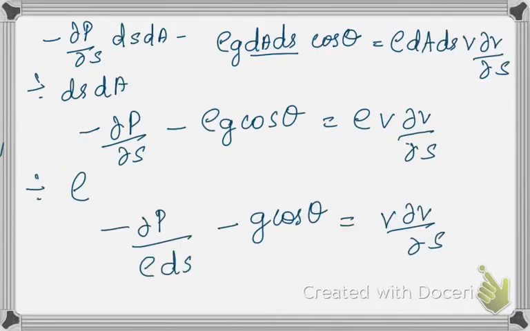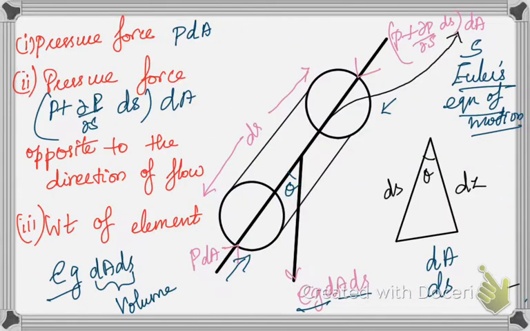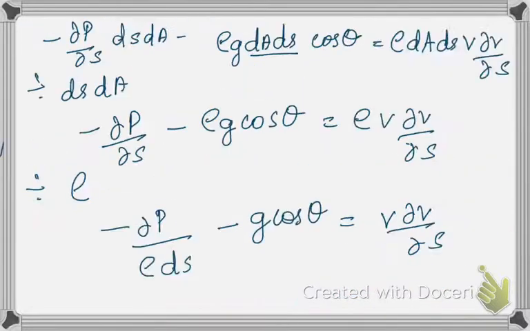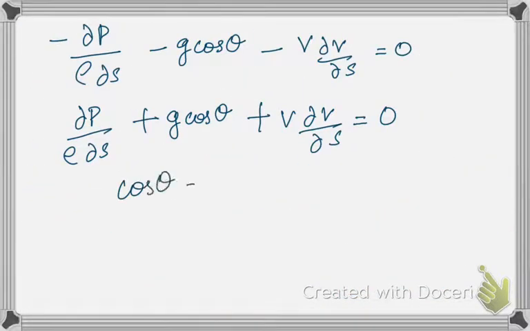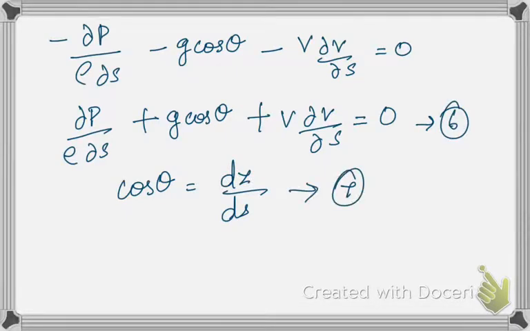And now consider this figure. What is cos theta here? From this figure, cos theta is the adjacent side by the hypotenuse, which is nothing but dz by ds. So instead of cos theta we can substitute dz by ds. So cos theta is equal to dz by ds. Keep this as equation number 6, and this is equation number 7.